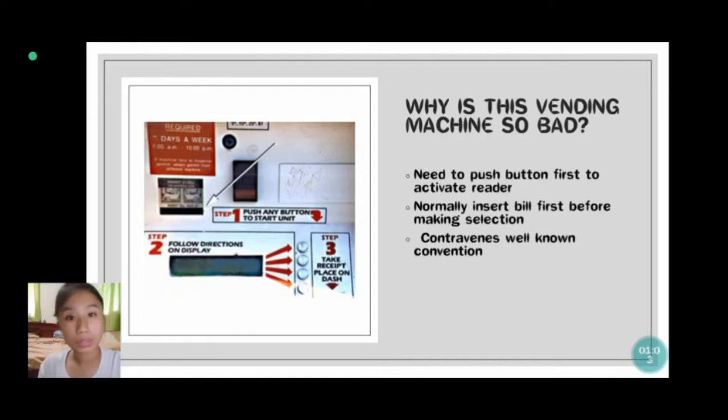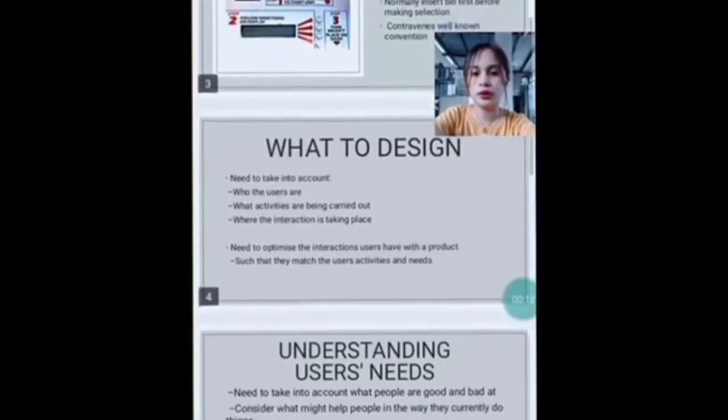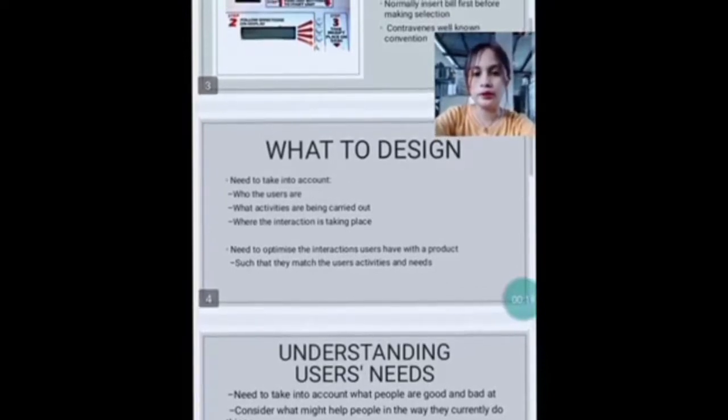Contravenes well-known convention. So the goal of interaction design is to create products that enable the user to achieve their objectives in the best way possible. What to design? Need to take into account who the users are, what activities are being carried out, where the interaction is taking place. Need to optimize the interactions users have with the product such that they match the user's activities and needs. For example, a remote control.